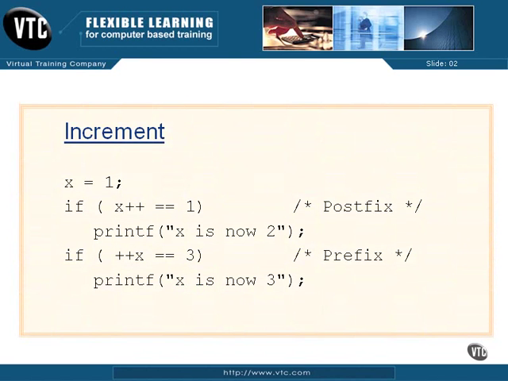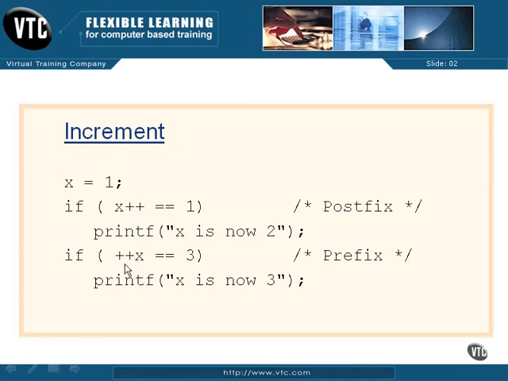Now here's a regular increment. It's done in both what is called postfix and prefix notation. So here you see we set up x equal to 1, and then we come down to our if. If x++ is equal to 1, then we'll printf x is now 2. What happens here is that we look at x and compare it to 1 before we do the increment. So you see x is here and then the ++ is to the right. That's a postfix increment. So we do the comparison, then we do the increment. So when we get down here, at this point x would now be equal to 2 because we would have incremented it after our test.